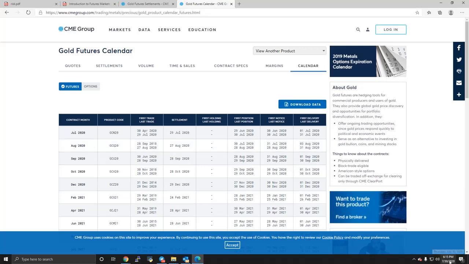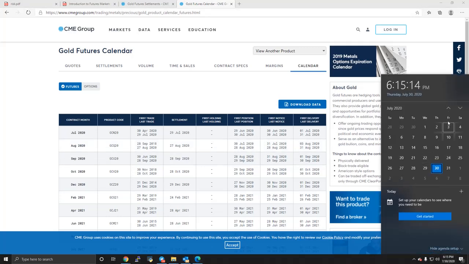So we can take a peek at a calendar and notice that the 31st of July is the last business day of the month prior to the contract month, and we can scroll to August and notice that the 28th is the third business day prior to the end of the month.